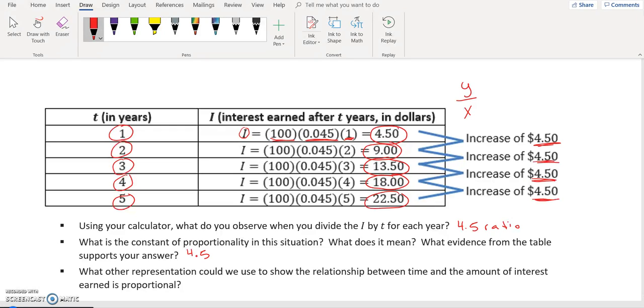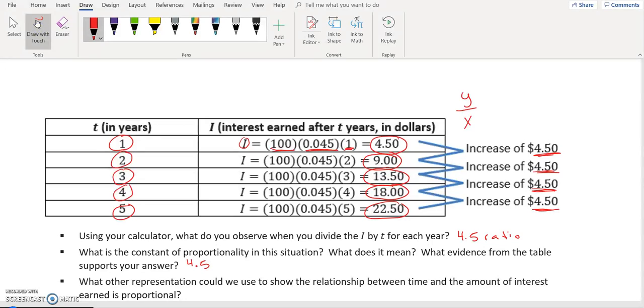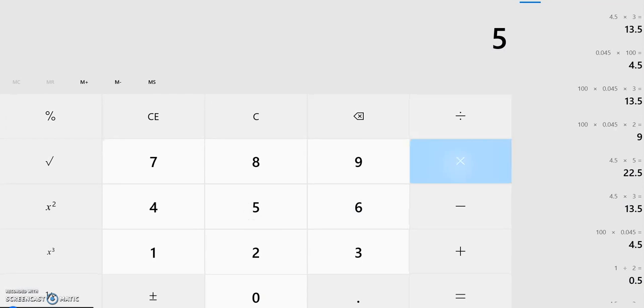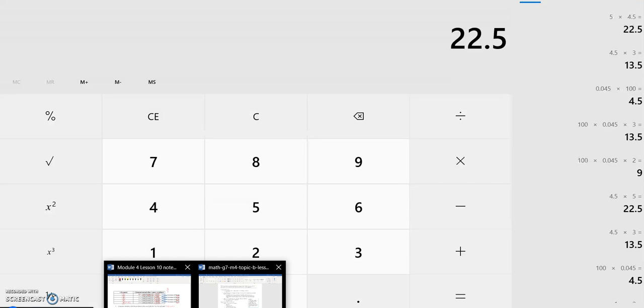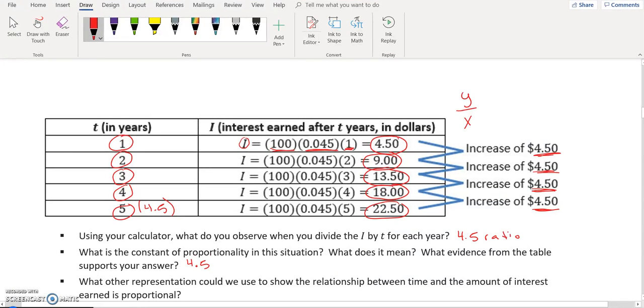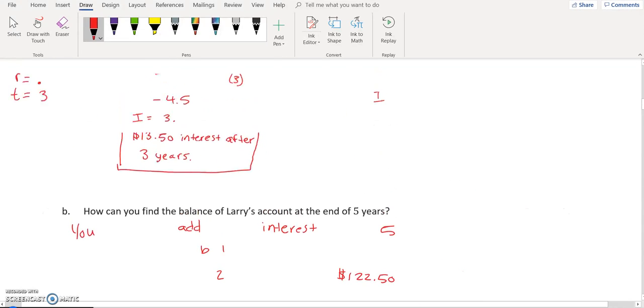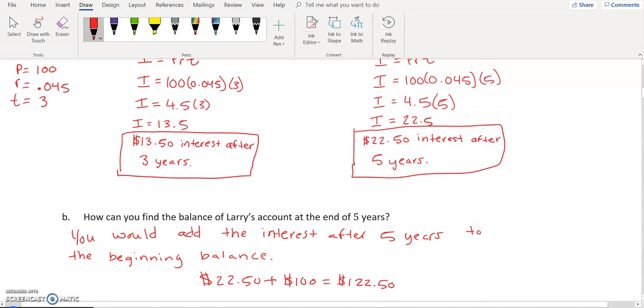So what that means is for every year, the constant is 4.5. So if we multiply 5 times 4.5, we get $22.50. So that's his interest after 5 years, which is what we had up here. After 5 years, the interest was $22.50.